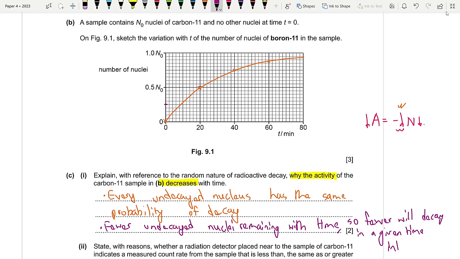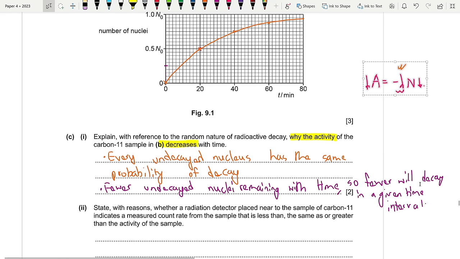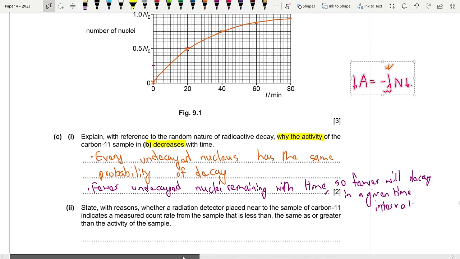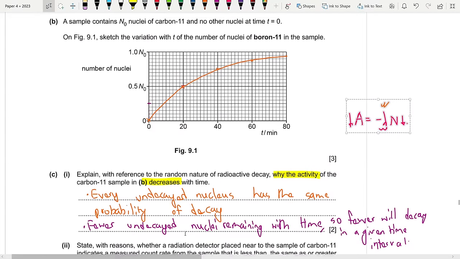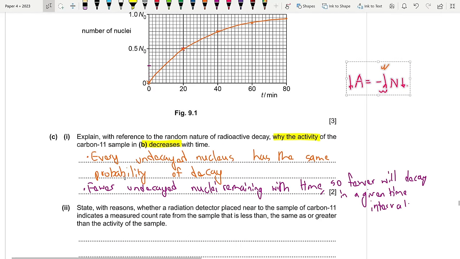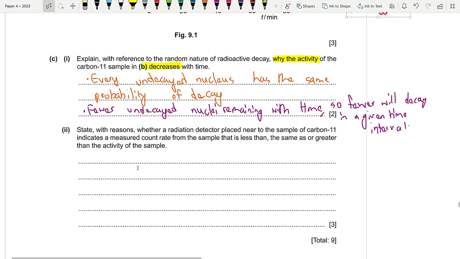I did not like their wording, honestly. But they did tell us to refer to the random nature of radioactive decay. I would personally go for A is equal to lambda N: since lambda remains the same, the probability of decay remains the same. If the number of unstable nuclei decreases, the activity must also decrease. I would honestly just give a mathematical answer, okay? But what other option do you have, honestly? You have to memorize this.